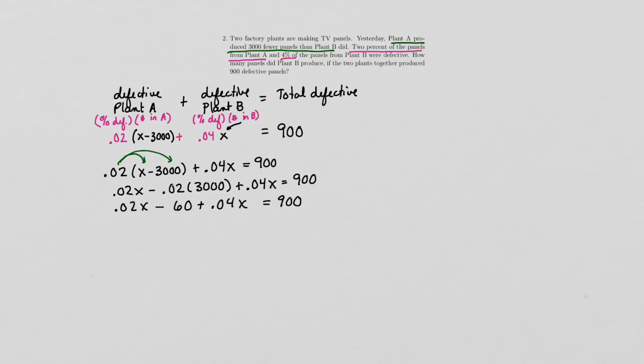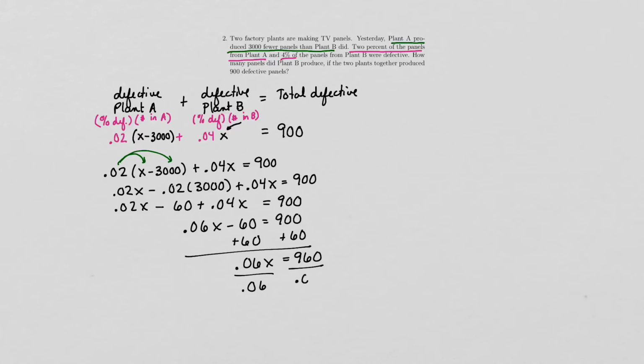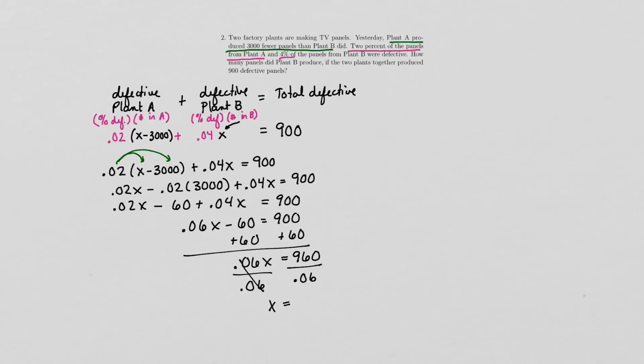And if I add the like terms together, I get 0.06x minus 60 equals 900. So I'm going to add 60 to both sides. So 0.06x equals 960. And now I'm going to divide both sides by 0.06. So 960 divided by 0.06 ends up being 16,000.